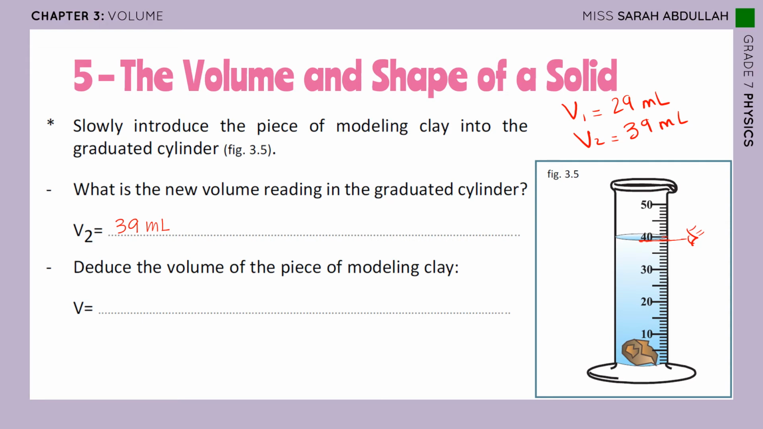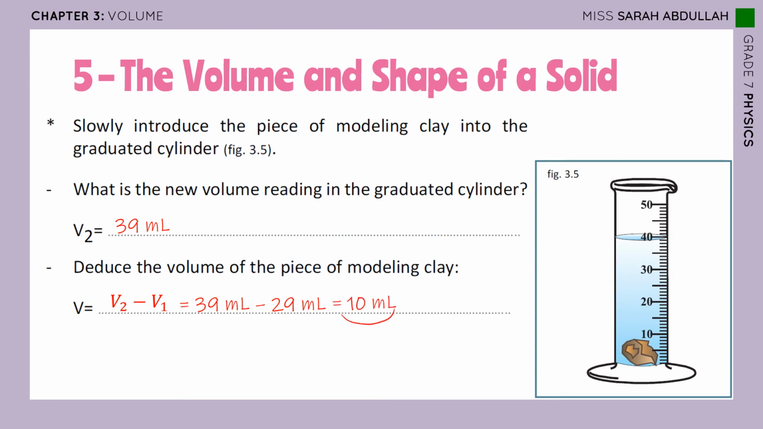what would be the volume of the modeling clay? So what is the volume of the piece of clay? It is the subtraction of these two. So it is V2 minus V1, which is 39 milliliters minus 29 milliliters equals 10 milliliters. And now we are able to find the volume of a solid.